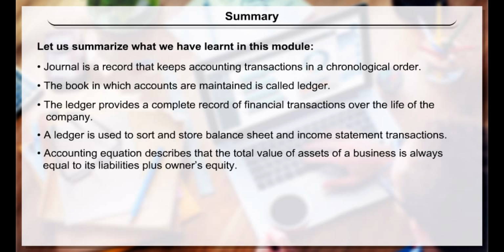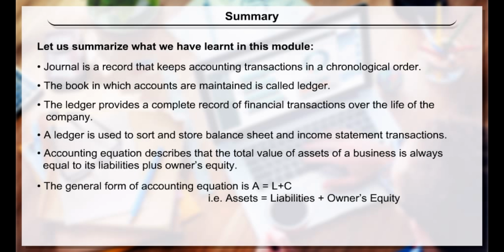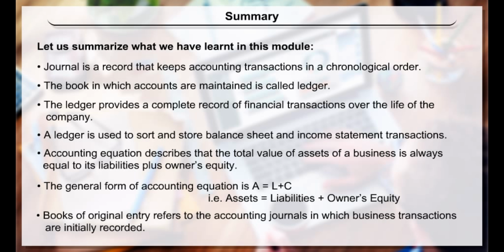The accounting equation describes that the total value of assets of a business is always equal to its liabilities plus owner's equity. The general form of the accounting equation is A = L + C, that is, assets equal liabilities plus owner's equity. Books of original entry refers to the accounting journals in which business transactions are initially recorded.